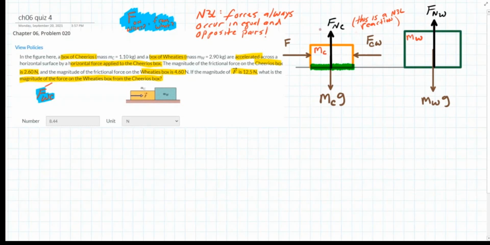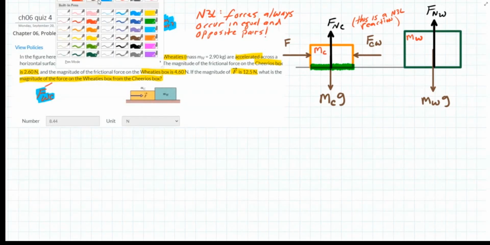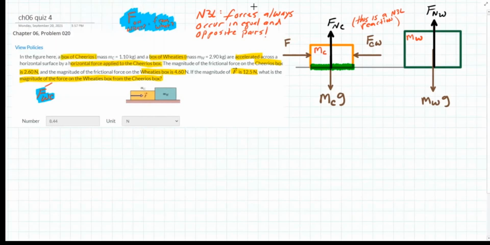What else do I have? Oh, and you know what? I actually forgot a force for the Cheerios. I forgot friction force. So let me add that right now. Here's the friction force. I know it's going in that direction. So this is the friction force acting on the Cheerios.